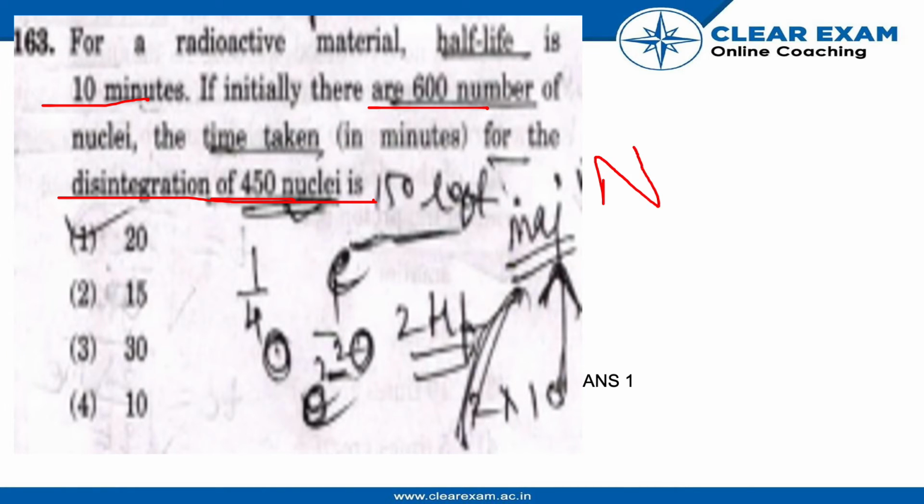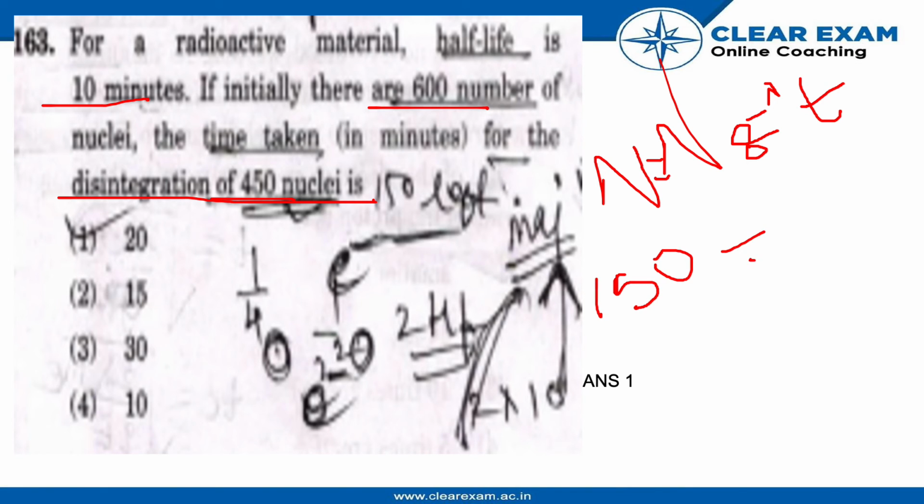As we know, N equals N naught e to the power minus lambda t, so that makes 150 equals 600 e to the power minus log 2 by 10 into t. If you calculate it, you will find that t equals 20 minutes.